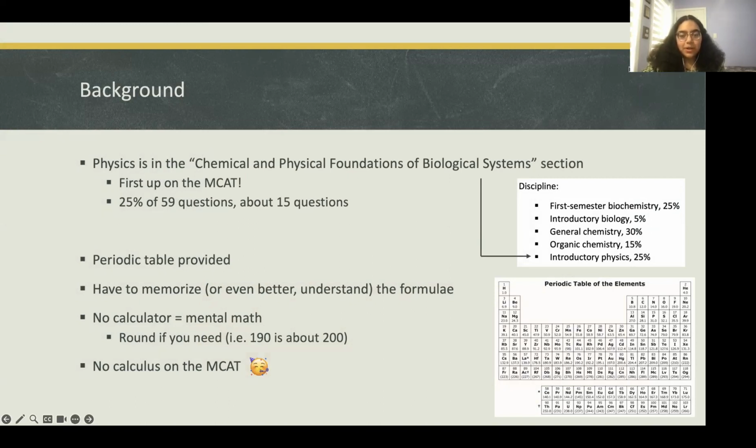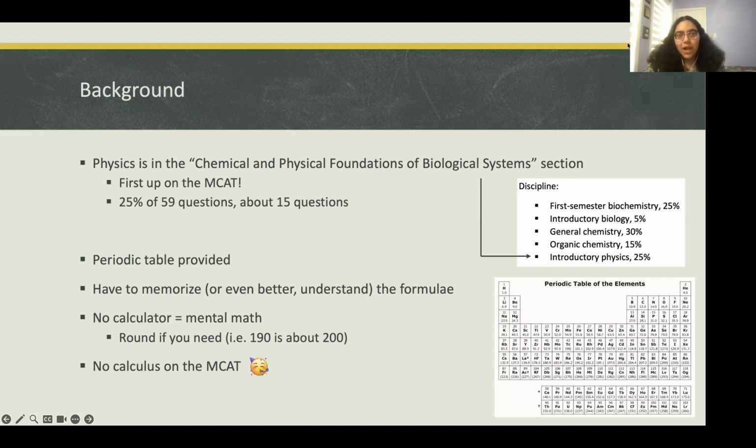There's also a periodic table provided, but you're not going to get any of the formulae. So you have to memorize the formulas. There is some decay or stuff like that that revolves around the periodic table. It's a very small part of physics, but at least you'll have the periodic table for that. And then obviously for chem. You also don't have a calculator, so you're going to need to do some mental math.